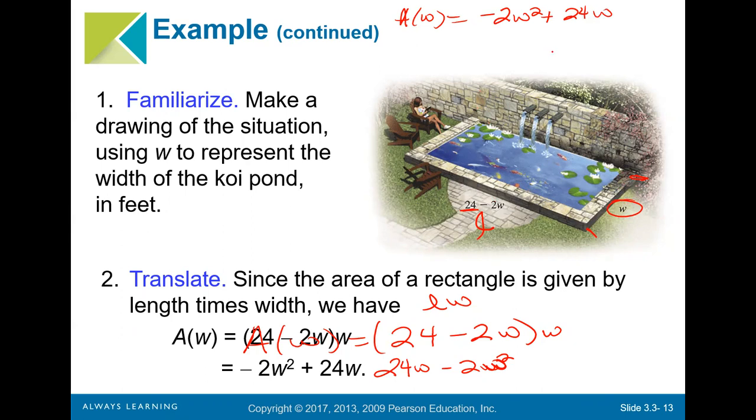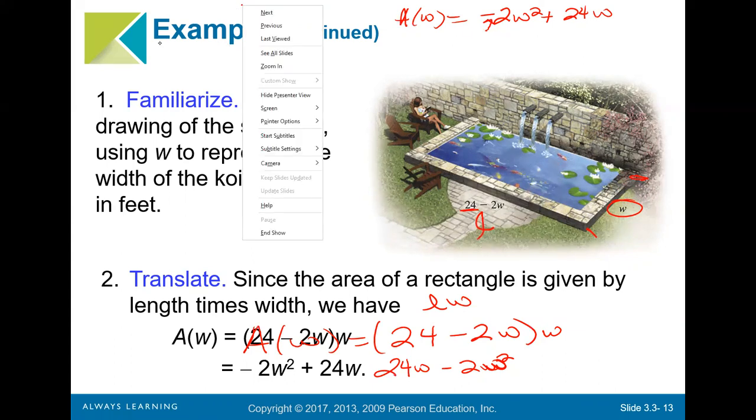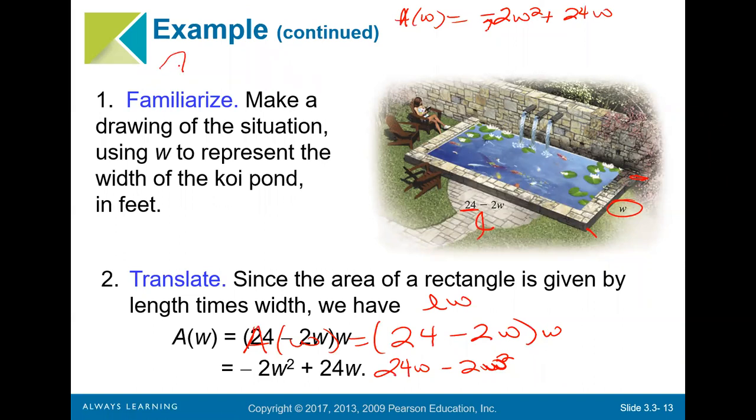Now, what we're going to do is find the maximum value of this, and then find the dimensions where that value occurs. I know that I have a maximum because once we wrote it in descending order, I saw that the leading coefficient is negative. So I know it's going to open downward.